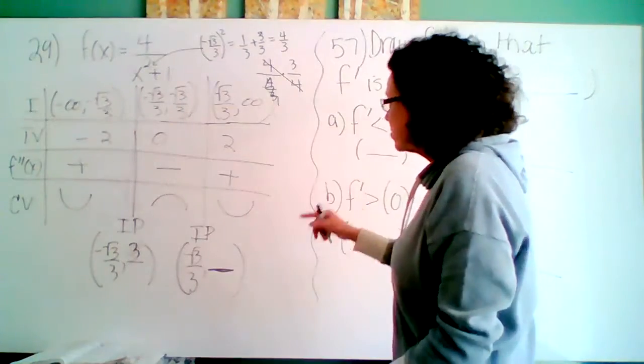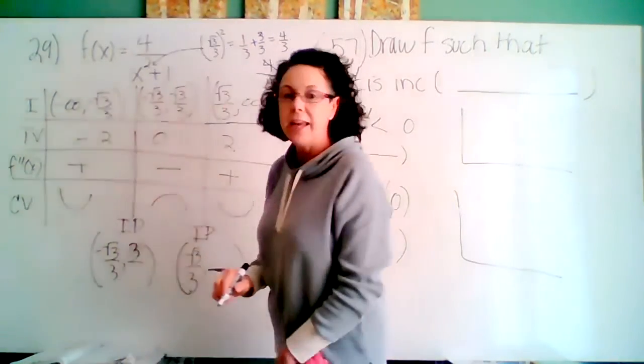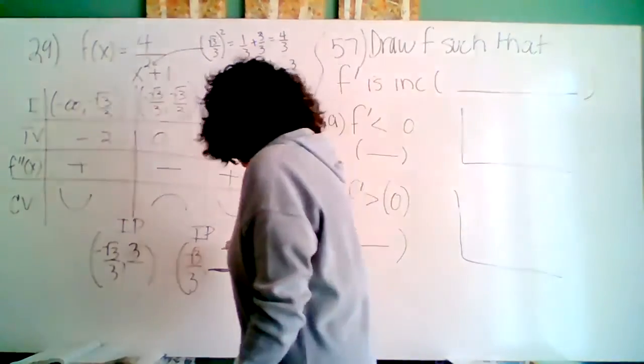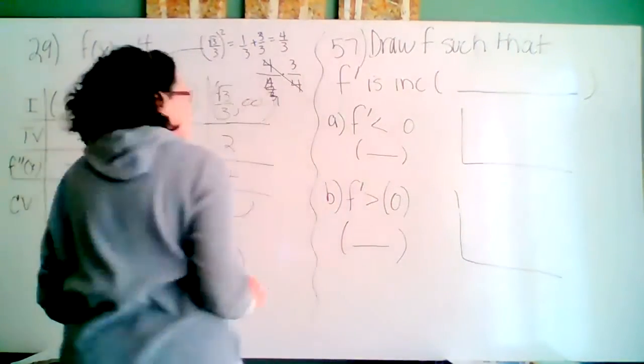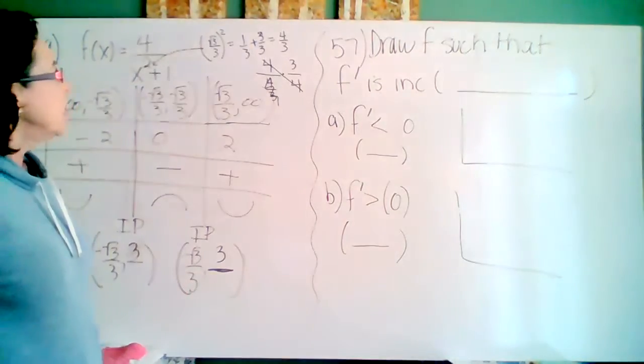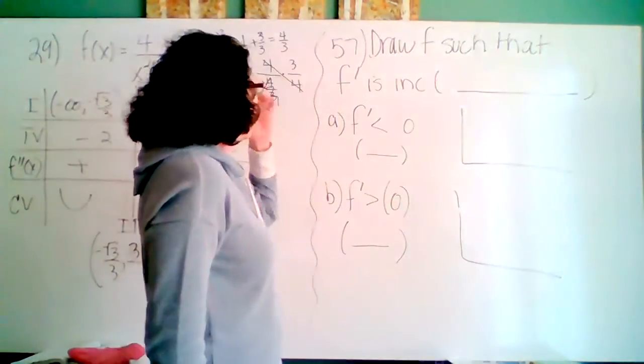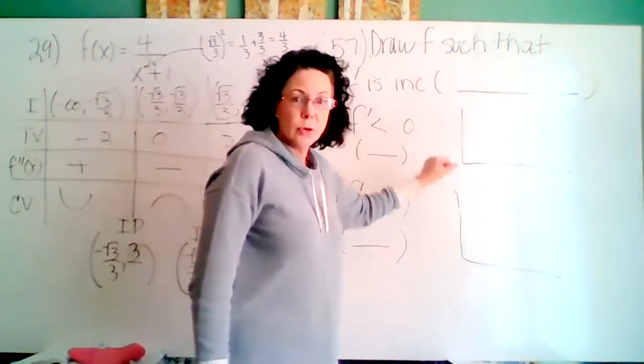Notice when we put in a positive square root of 3/3, we actually have the same math, and so we get a 3 here. Hope that helps, Nina. Okay, number 57, draw the function f such that the derivative is increasing.